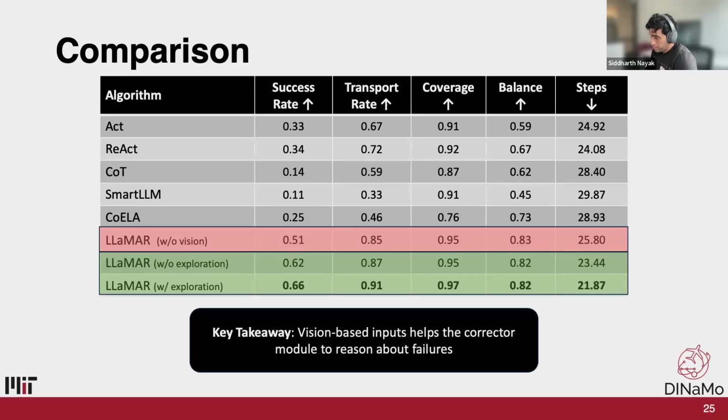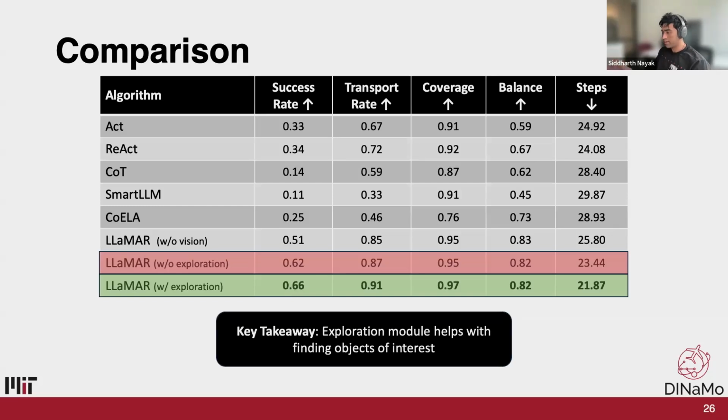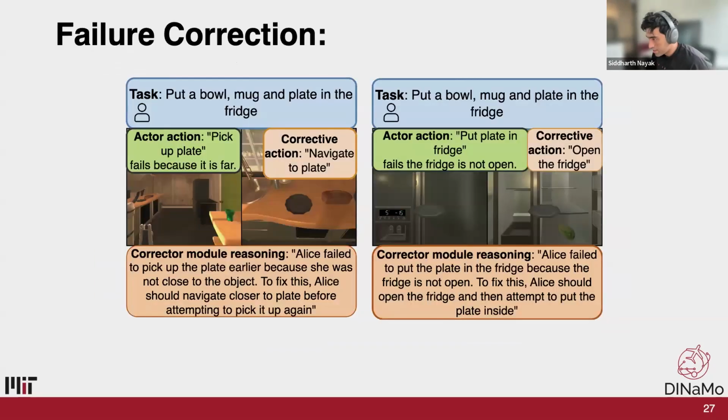And the other thing is with exploration and without exploration. If you have the exploration module added in, which was what I defined earlier, you get an increase in the success rates as compared to not having exploration. So the key takeaway is that exploration does help you find relevant objects as compared to not having it.